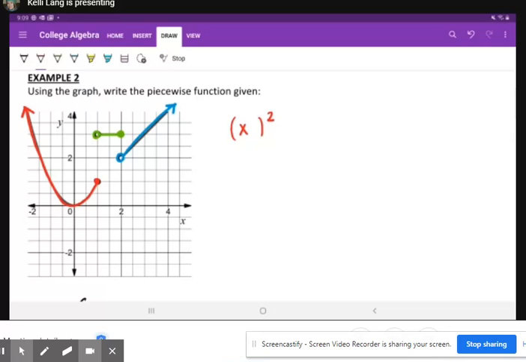No, this is a positive parabola. It faces up. That's good. So we don't need to put a negative out front. Is there a stretch or a condensing? Is it getting taller and skinnier or shorter and fatter?